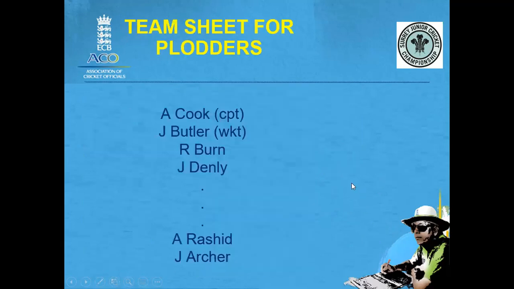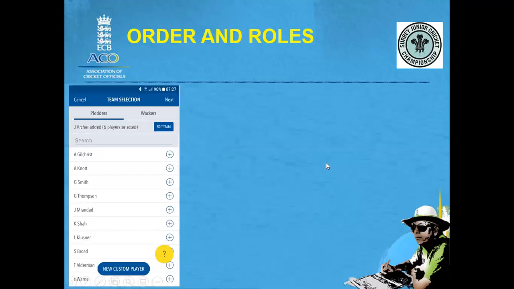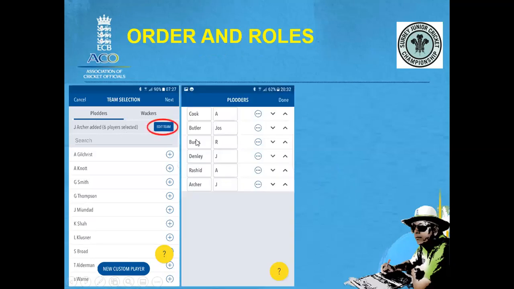So please, can you set up your plodders with the following players: Cook, Butler, Burns, Denley, Rashid, and Archer. I'm not going to make you put 11 players in. We're putting in 6 because that's enough for the training that we're going to do tonight. And so I'm not going to pause a long time. Please pause the video for yourselves to allow yourself to enter that information. So at that point, you should have the plodders and you should have 6 players in the team.